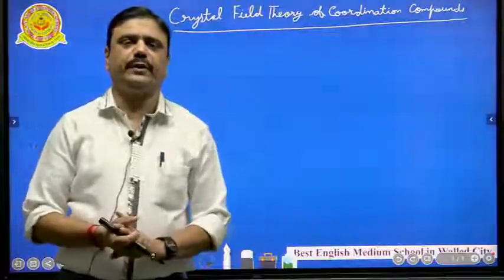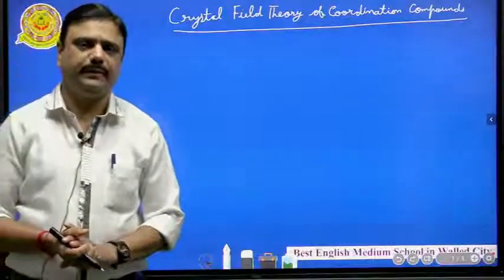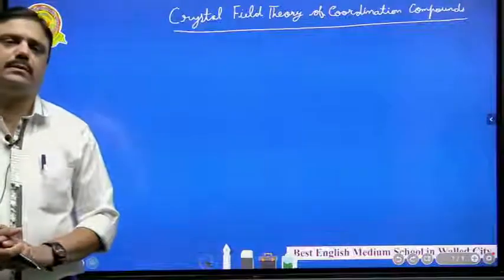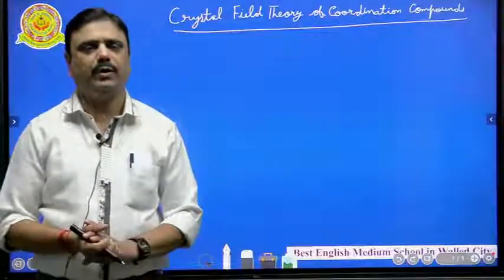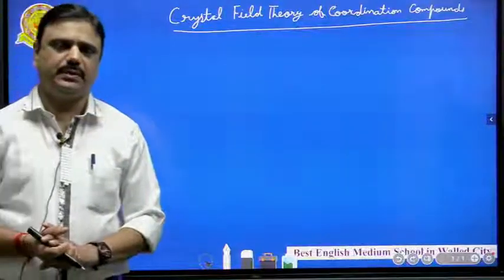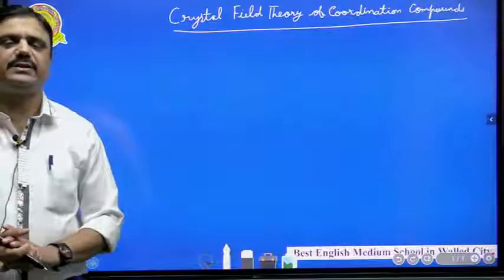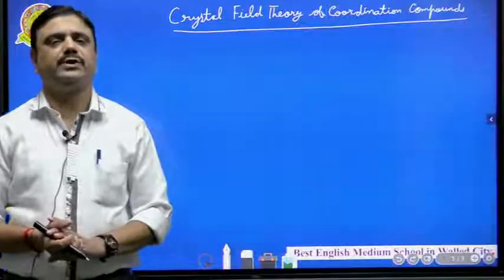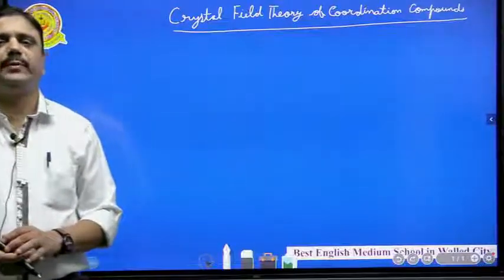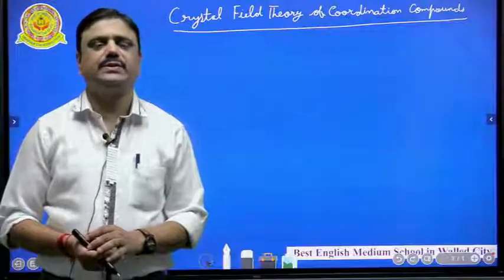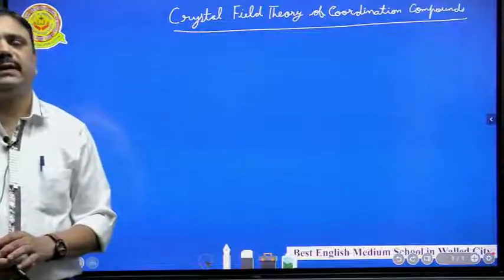Before crystal field theory, we have studied Werner's theory and valence bond theory. Both these theories assume that the bonds between metal ion and the ligands are covalent bonds, that is coordination bonds. But in crystal field theory, the main assumption is that the bonds between metal ion and ligands are purely ionic. Means these bonds arise due to the electrostatic interactions between central metal ion and the ligands.